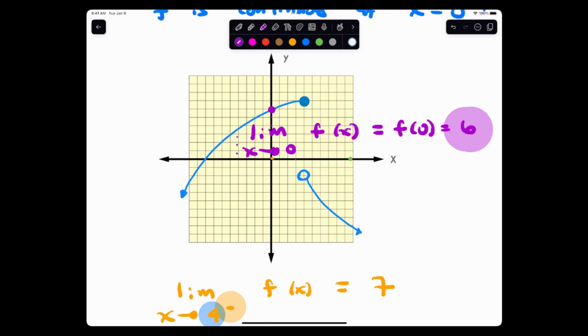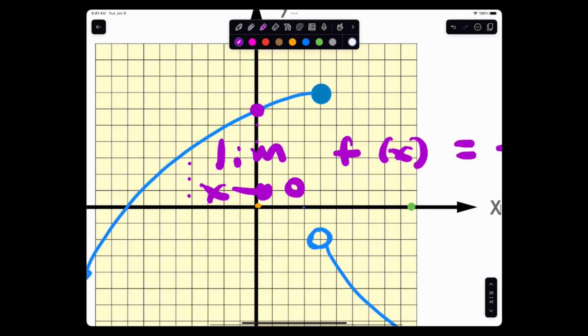And you can see that in the graph. Okay, you see this location 0, 6? Let me put that point there.